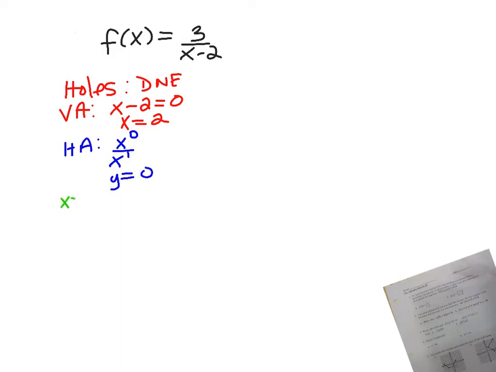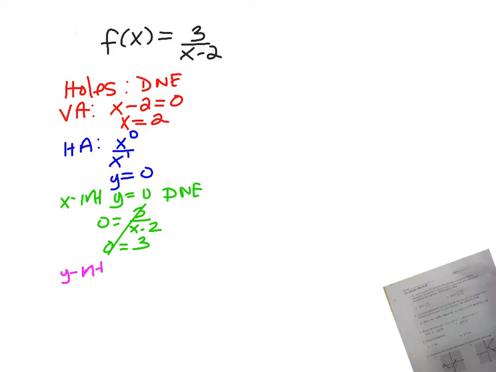Your x-intercept is when y is equal to 0. So set y equals 0. 0 equals 3 over x minus 2. Cross multiply. 0 equals 3. That doesn't make sense. So that means there's no x-intercept. Does not exist.